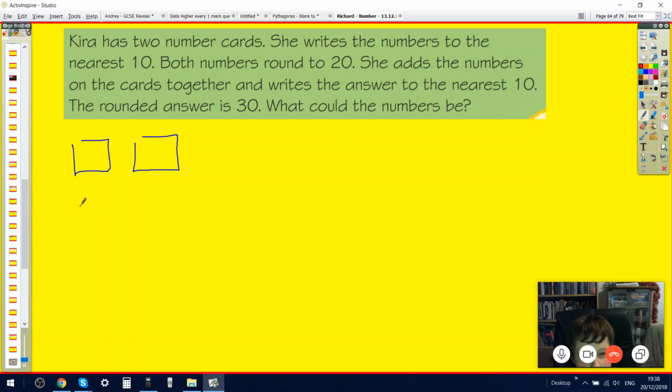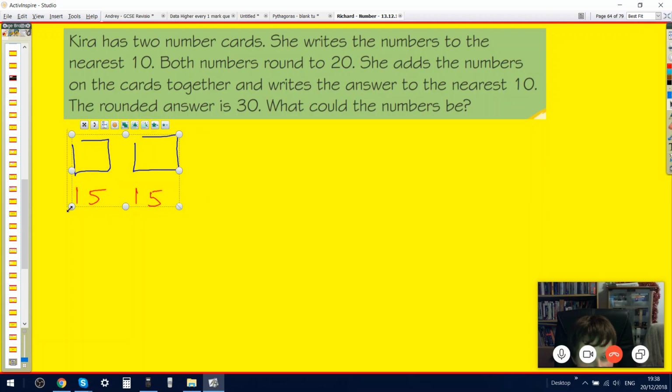Well, maybe 18 and 19. Let's say, what's the smallest both numbers could be? The smallest, 15 and 16. And they could be the same thing, so I'll just do 15 and 15. What's the biggest they could be? What rounds to 20? That would be 19.